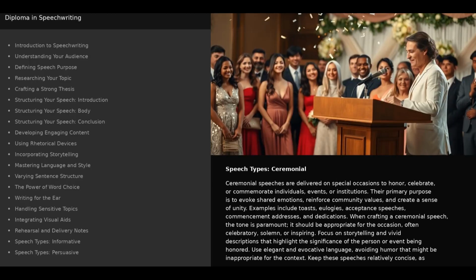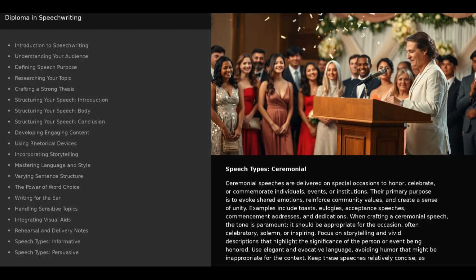Speech types: ceremonial. Ceremonial speeches are delivered on special occasions to honor, celebrate, or commemorate individuals, events, or institutions. Their primary purpose is to evoke shared emotions, reinforce community values, and create a sense of unity. Examples include toasts, eulogies, acceptance speeches, commencement addresses, and dedications.